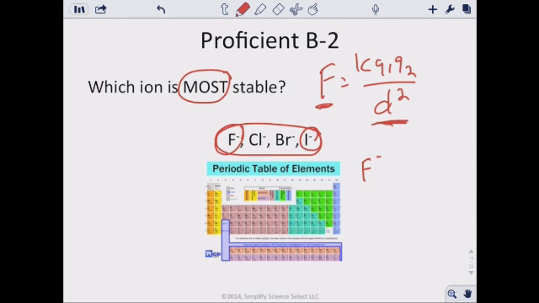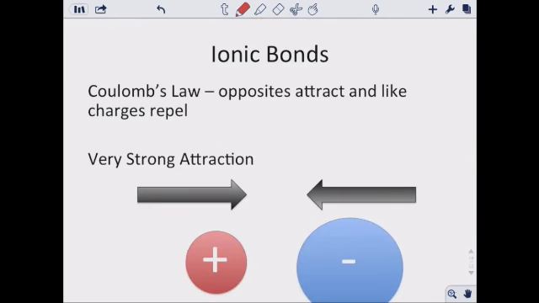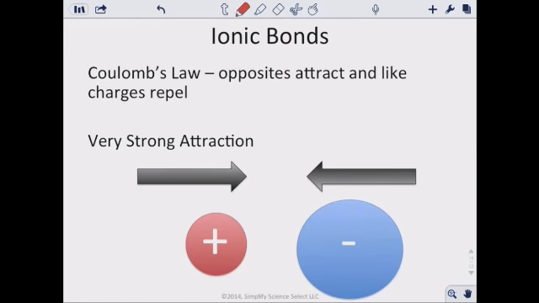So in a question like this, you got to look at what's different. Well, they're all group 17, but fluorine's on the top of group 17, which makes it a smaller anion. Now, an ionic bond. When we're looking at ionic bonds, we really have to think about Coulomb's law.